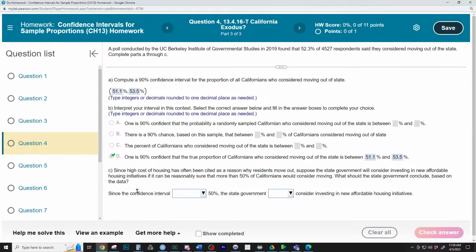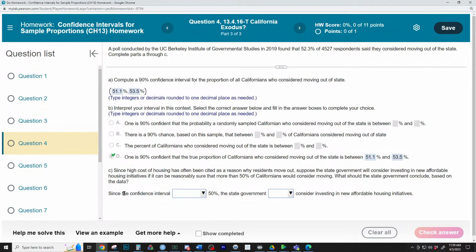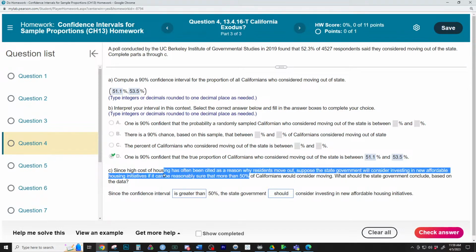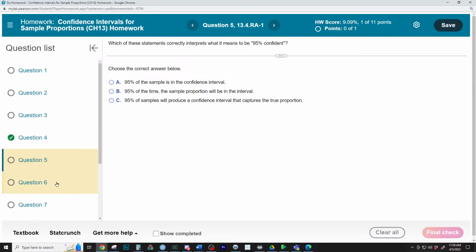Since high cost of living and housing has been cited as a reason for why people move to states, the state government will consider investing in a new program if it's reasonable to believe that more than 50% of people are moving out of state. Well, we think the truth is in here. This is interesting because this leads into rejecting values or not rejecting values. We would think that more than 50% of people plan to move out of state because our interval suggests that, because the interval is entirely above 50%. Since the confidence interval is completely above 50%, the state government should consider this. So they're then asking you to kind of test a value on that question.